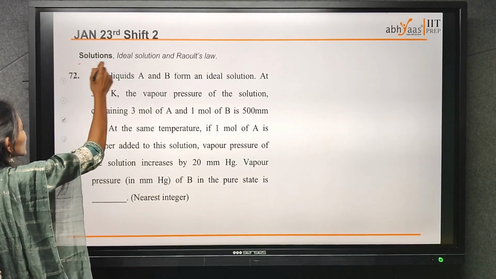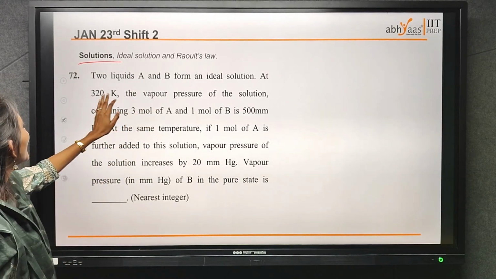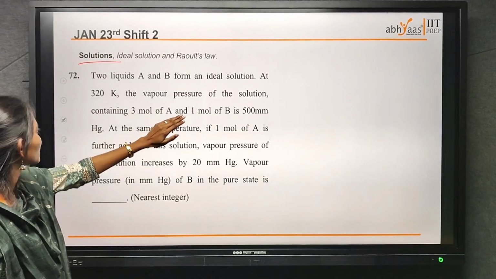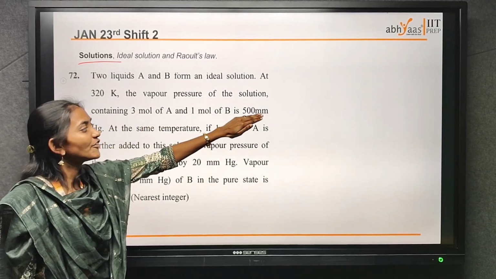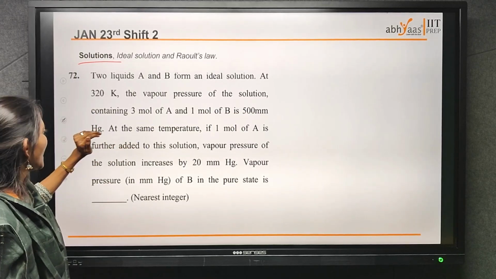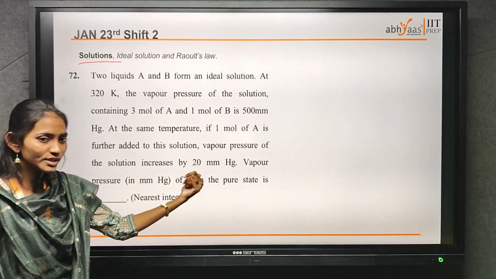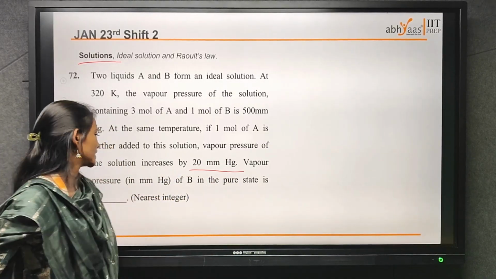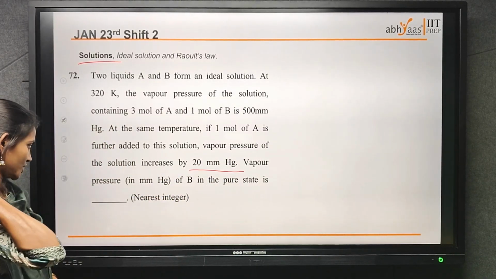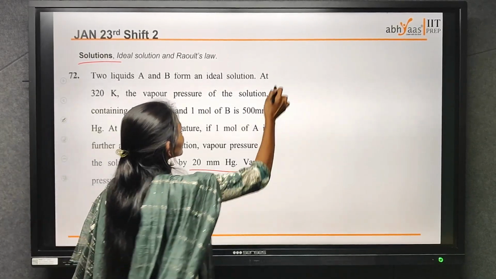This question was asked from solutions. Two liquids A and B form the ideal solution at 320 Kelvin. The vapor pressure of the solution containing 3 moles of A and 1 mole of B is 500 mm Hg. At the same temperature, if 1 mole of A is further added to this solution, vapor pressure of the solution increases by 20 mm Hg. Vapor pressure in mm Hg of B, they are asking the pure state.